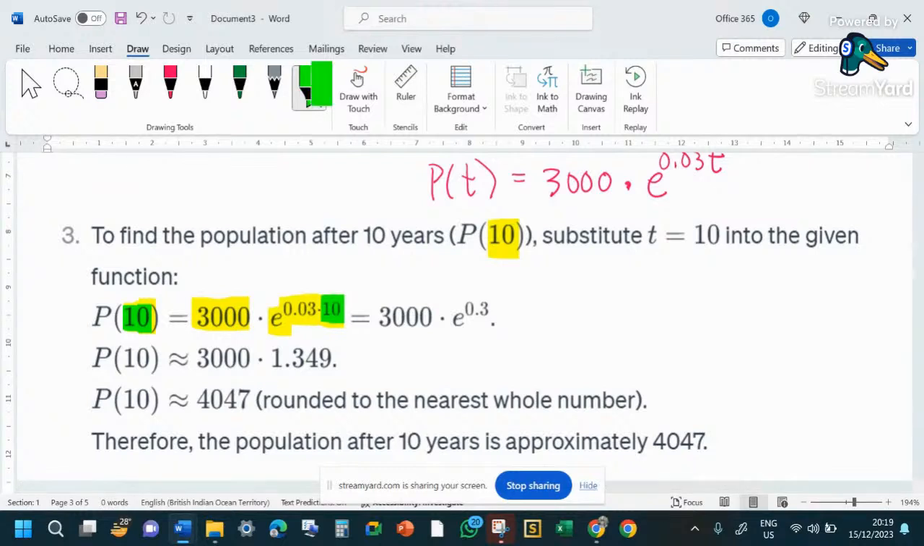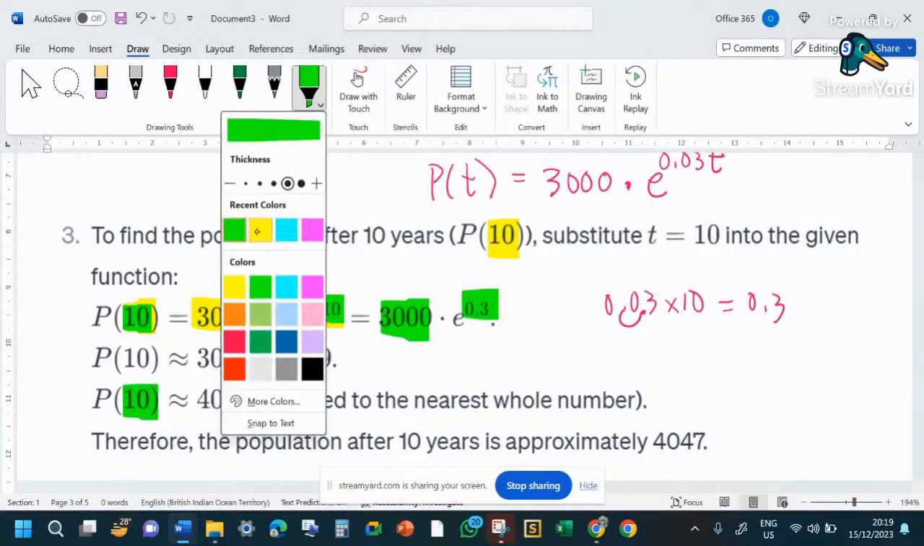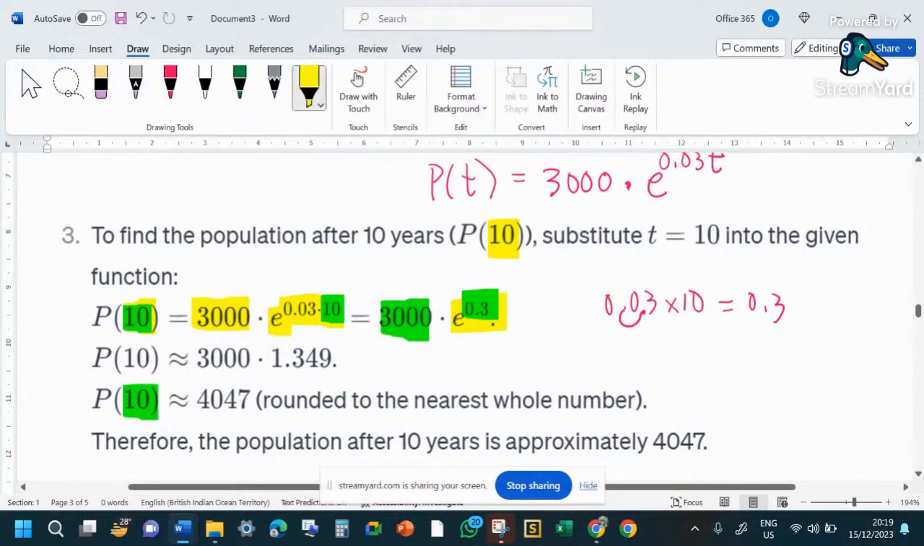So 3,000 times e raised to 0.03 times 10. 0.03 times 10 means you're going to move one decimal to the right, so you will have 0.3. Your exponent, therefore, will just be 0.3 afterwards. And multiplying this is calculator work. The P at 10 will be 3,000 times e raised to 0.3. You can do that with your calculator, and e to the power of 0.3 will give you 1.349.